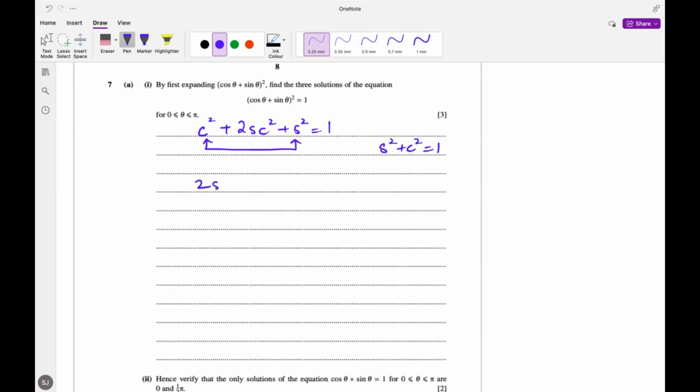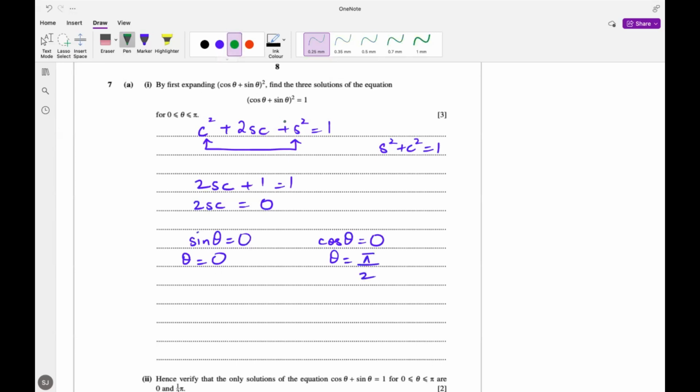So we can write it as 2 sine cos plus 1 equals 1. And 1 minus 1 will become a 0. So we can write it as sine theta cos theta equals 0, so sine theta equals 0 and cos theta equals 0. Now taking sine inverse of 0, we'll get one of the answers as 0, and cos inverse of 0, the answer will be pi upon 2.